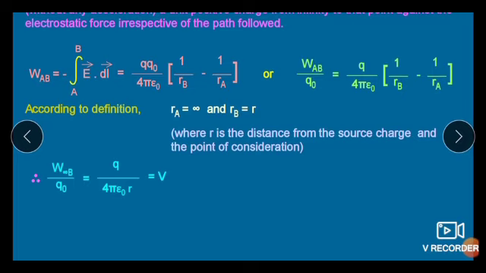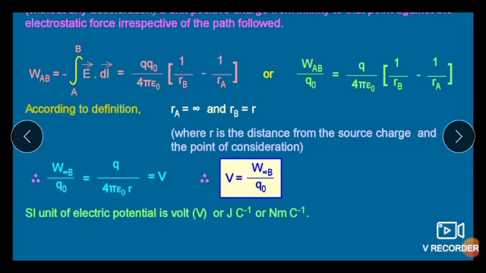In the expression we are moving Q naught charge. So if the total work is divided by this Q naught charge, we get the work done per unit charge. This is the potential at a given point, and the SI units are joule coulomb inverse, Newton meter coulomb inverse.